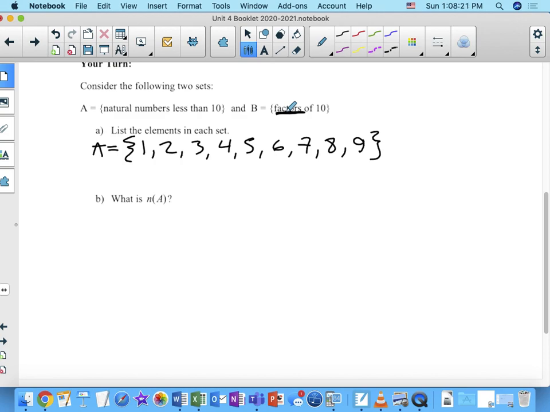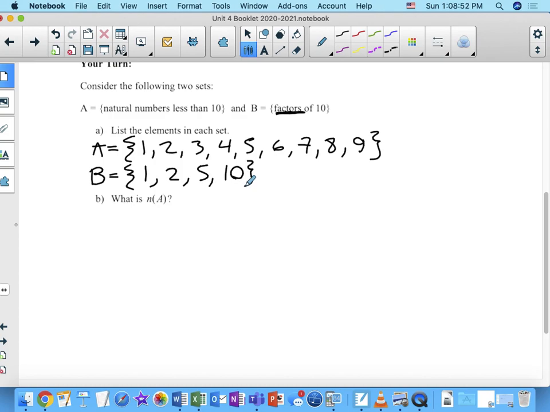Okay, so another two words that come up in this unit sometimes are factors and multiples. Multiples are like copies of 10. So 10, 20, 30, 40, 50, 60. Factors are things that 10 can be divided by, like 2 and 5. Okay, so B would be, well, 1 and 10 always work, and then 2 and 5. 1, 2, 5, and 10.